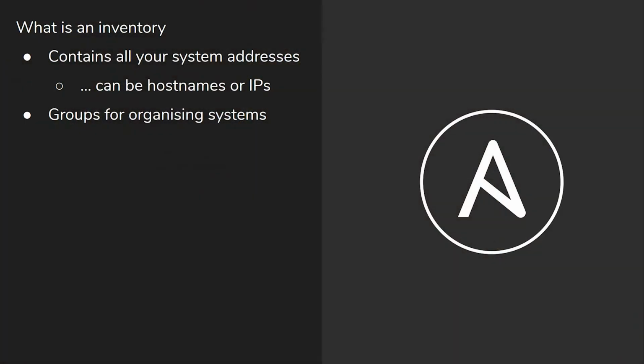We can also use groups within an inventory in order to organize our systems. So we can create a group called web servers or databases. We can create a group called all, which just contains everything. Or we can create subgroups as well. So web servers North America, web servers India, web servers Australia.